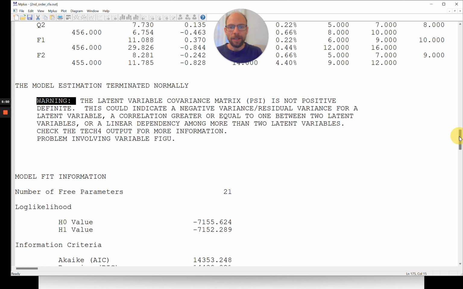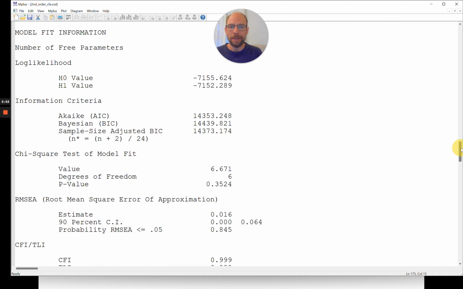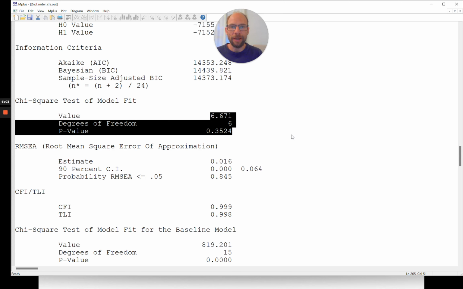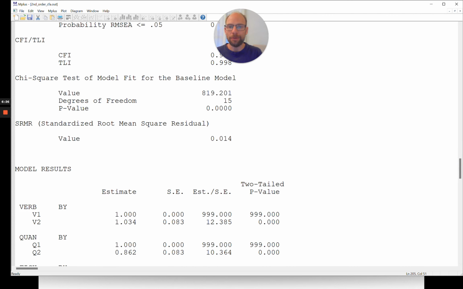So let's go down a little bit. When you look at the fit statistics here, you can see that actually this model looks really good. The chi-square test of model fit is non-significant. The p-value is 0.35, so that's larger than the common alpha level of 0.05, which means the model would not have to be rejected at the 0.05 level. That looks pretty good. The RMSEA is also quite low. CFI and TLI are quite high, close to 1. And also the standardized root mean square residual, or SRMR, a summary measure of the standardized residuals, looks really good with a value close to 0. So the model fits these data well.